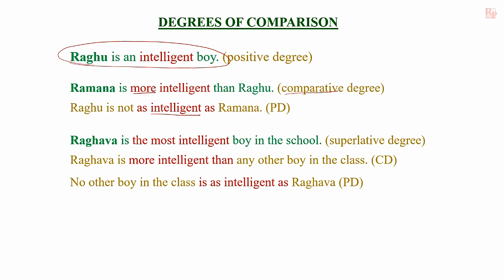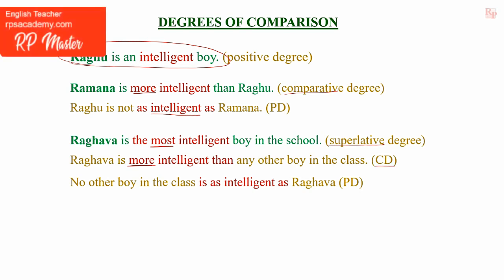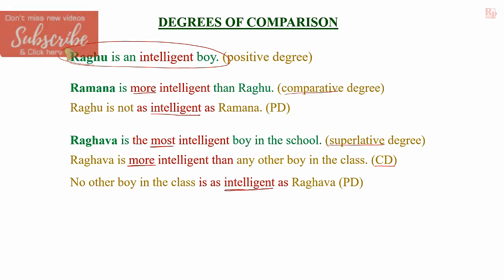And Raghava is the most intelligent boy in the class. "The most" is used, and so it is called the superlative degree. Here, Raghava is more intelligent than any other boy in the class. It can be changed into the comparative degree. Like that, no other boy in the class is as intelligent as Raghava. "Intelligent," the root form of the adjective, is used, and it is changed into the positive degree. So like that, we can change them.